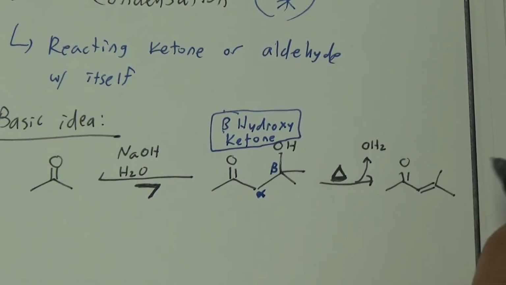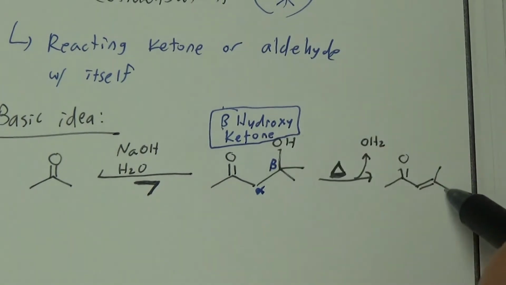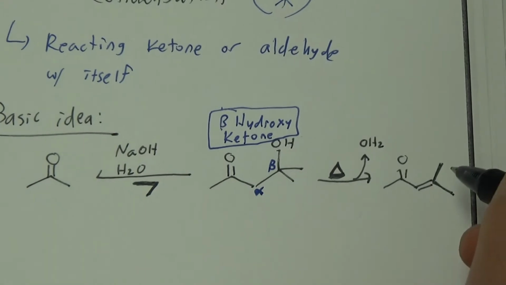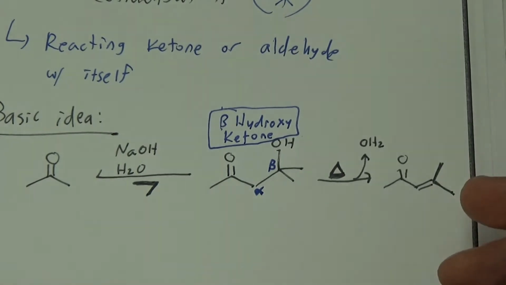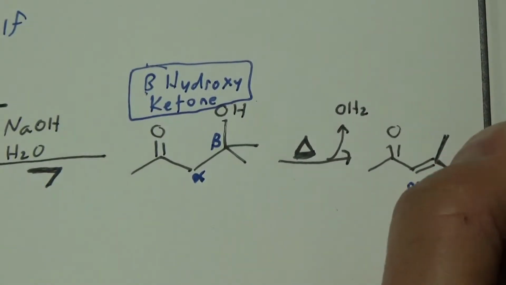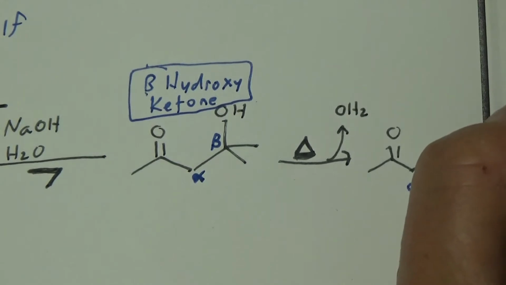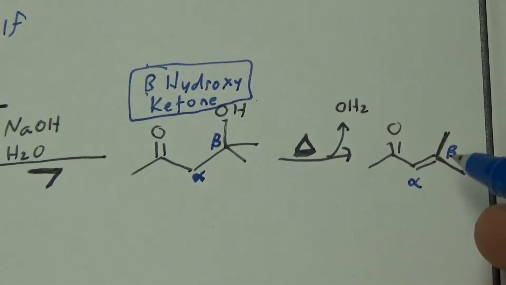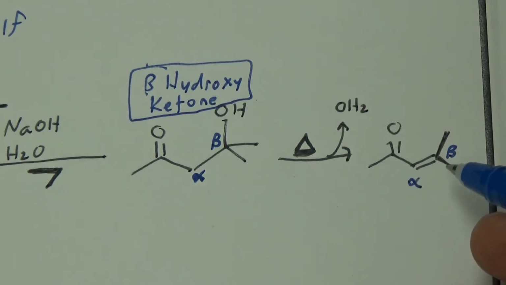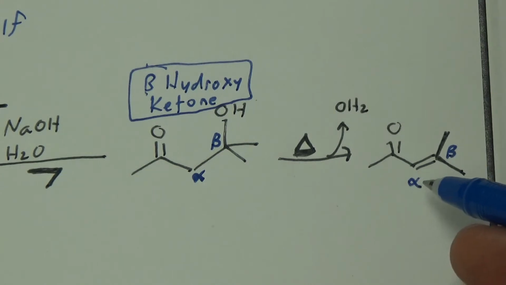All right. Is this still a beta hydroxy ketone? No, there's no more beta hydroxy, right? There's a name for this thing, which still has our alpha and beta positions. How do we describe an alkene in between the alpha and the beta positions? You might say it's a ketone with an alkene in the alpha and beta positions. But we have a better name for that.